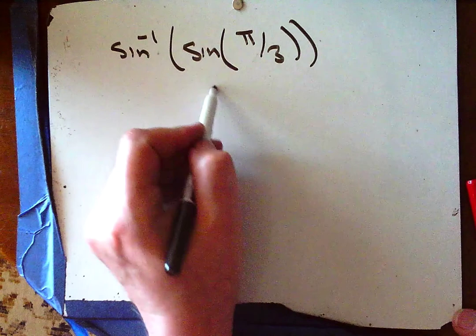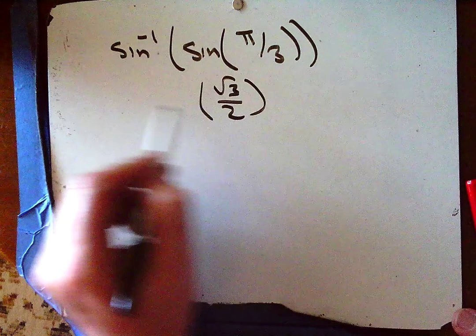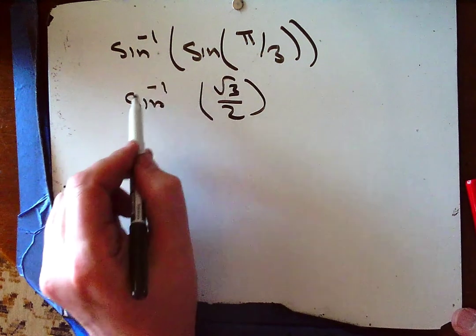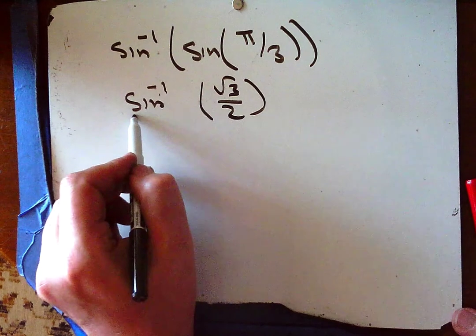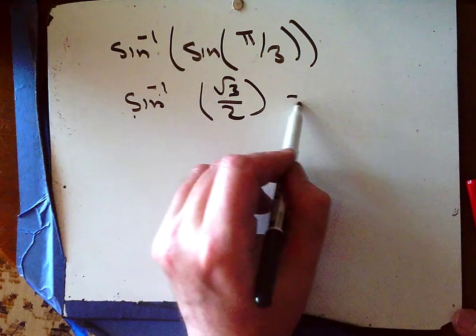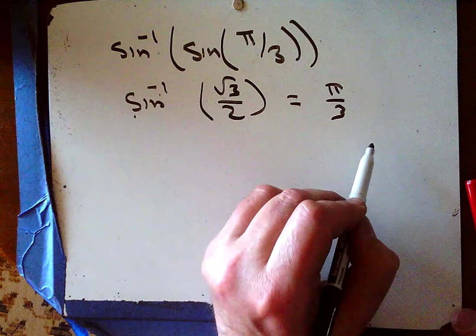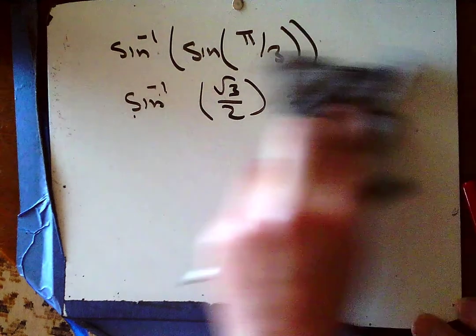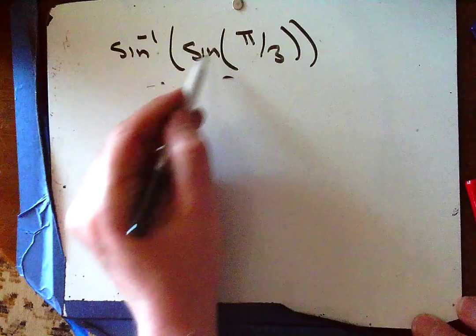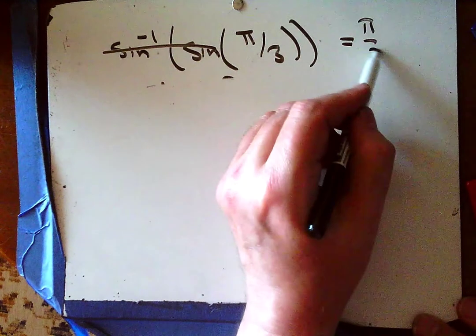Sine of pi over 3 is root 3 over 2. What angle within the restriction has an upness of root 3 over 2? Oh, well, pi over 3 does. So yeah, it looks like I can just cancel those out here as well and get pi over 3.